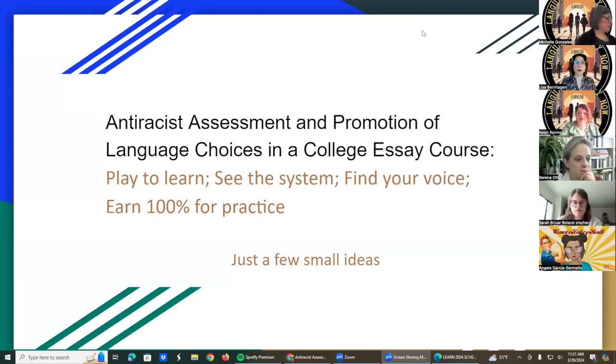So what I'm doing is just a tiny little thing to share around linguistic equity. Okay, so this is just sharing a little bit of things that I do to help students play around to learn if they do want to learn some of the moves that academic writers tend to use in their writing, and then to help them see the system of academic language as a system that has been created that they can choose to engage in or resist, and then just an exercise to help them find their voice. And then to show that when I have them play around in these ways, they always get 100% for practicing. I don't evaluate their writing as such. So these are just a few small ideas.